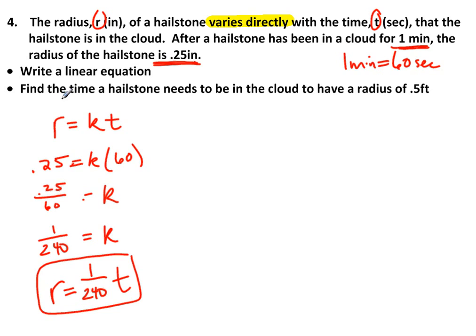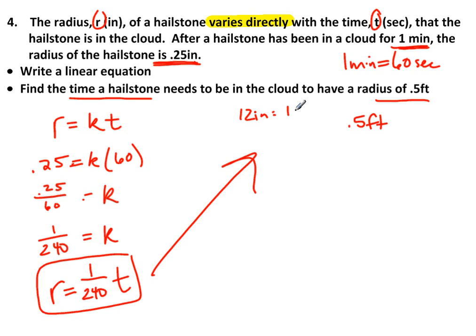My follow-up question, it says find the time, so I'm looking for t, if it has a radius of 0.5 feet. So again, I have 0.5 feet, but they said my radius has to be in inches. So how do I do that conversion? Well, we know 12 inches equals 1 foot, right? 12 inches equals 1 foot. And a lot of students don't know, do I multiply by 12, do I divide by 12? They get kind of messed up with conversions.